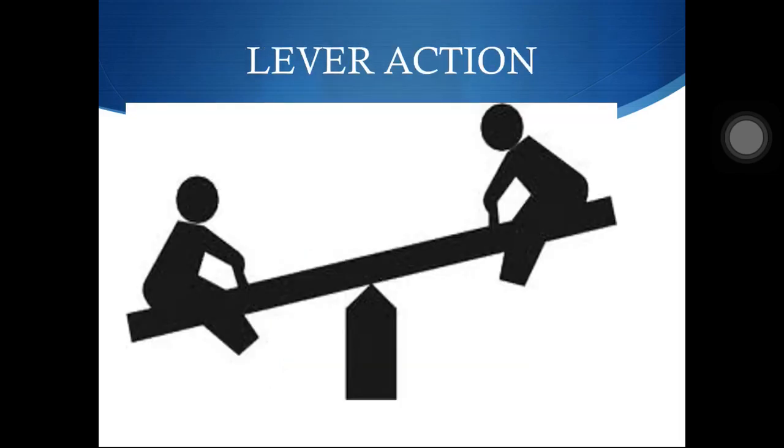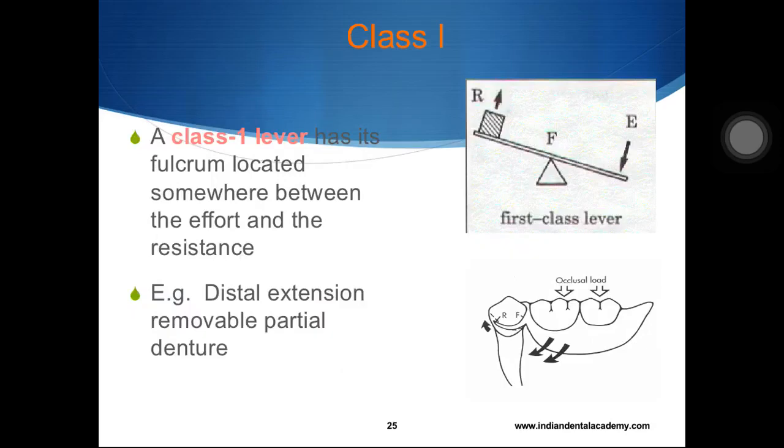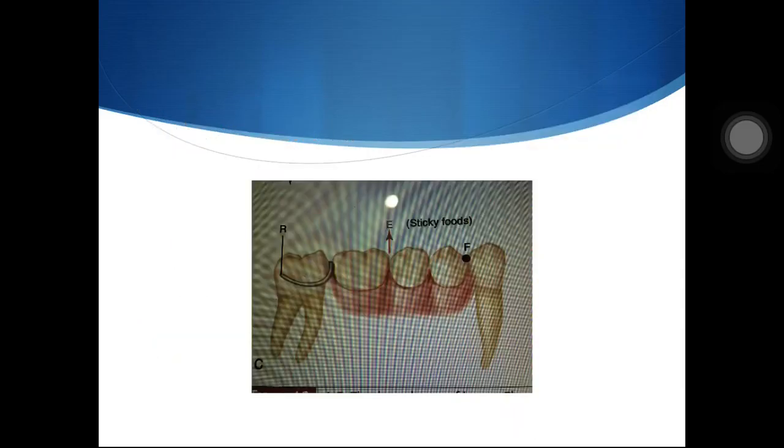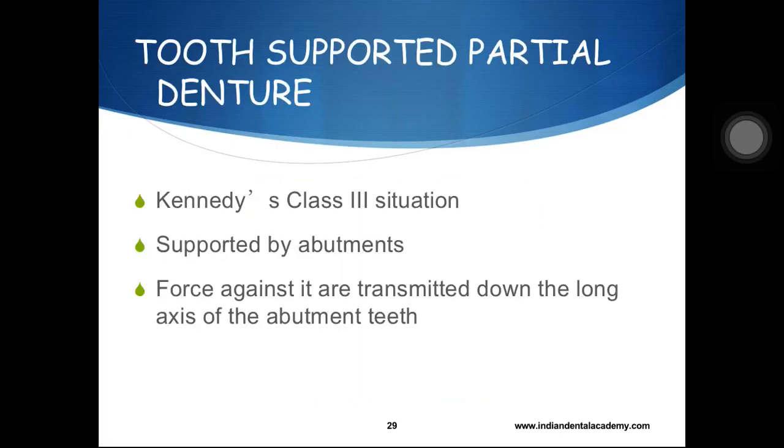This is the classic example of a class 1 lever, in which the fulcrum is placed between the load and the resistance. A class 1 lever, as we see here, is present in cases of distal extension bases with distal rests. Where the rest is present, the fulcrum will be at the point of rest, and this will be the effort arm, and this will be the resistance arm. This is the class 2 and class 3 levers. So moving on, the most important lever that we will be discussing will be the class 1 lever.